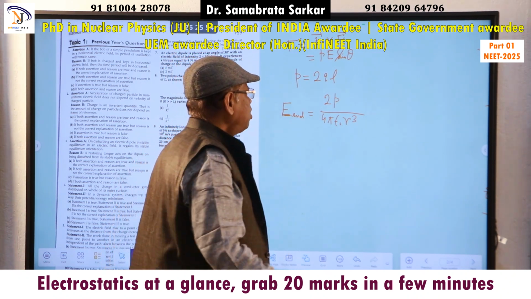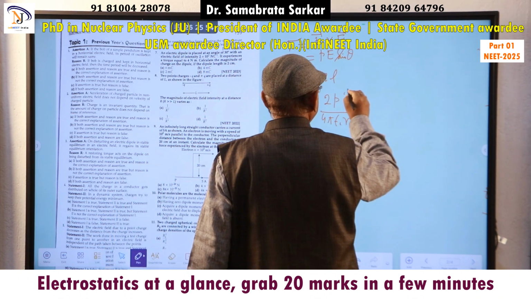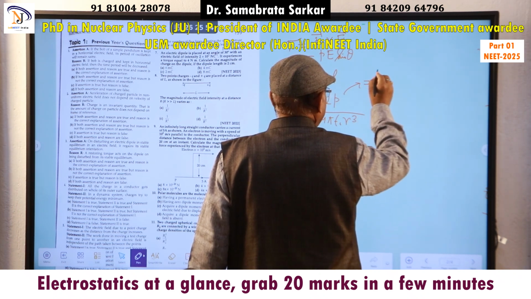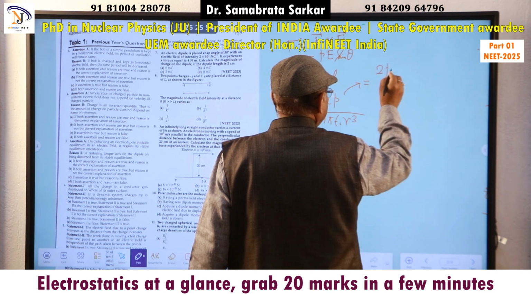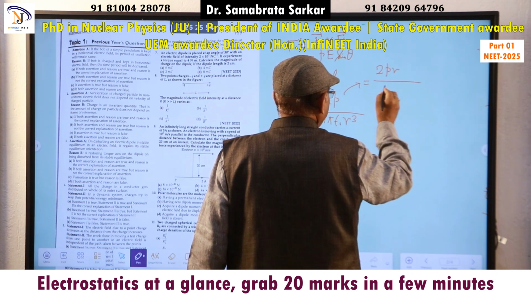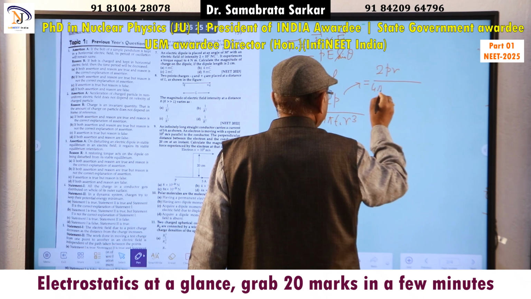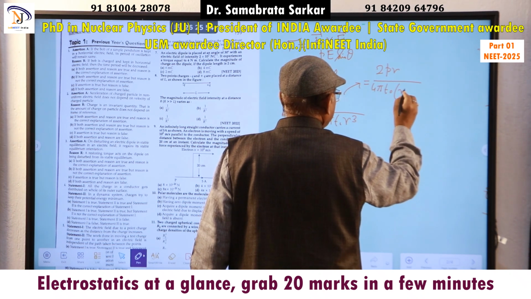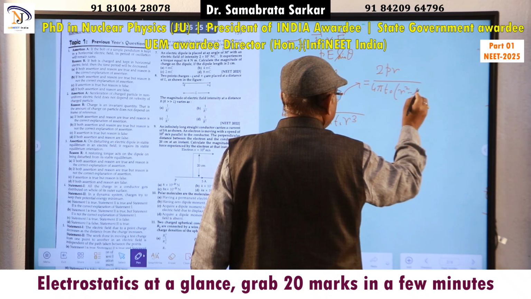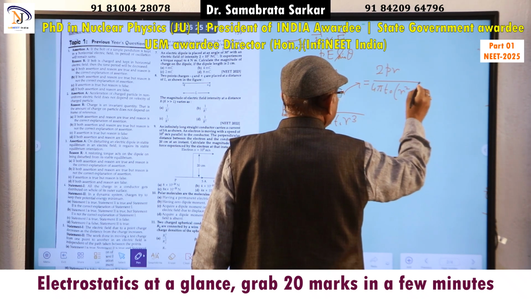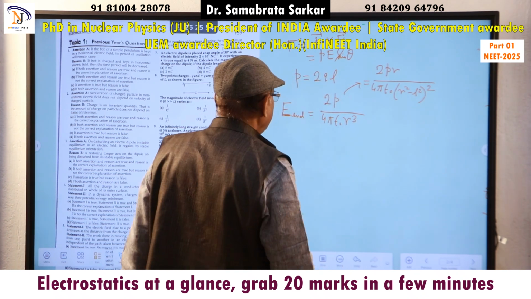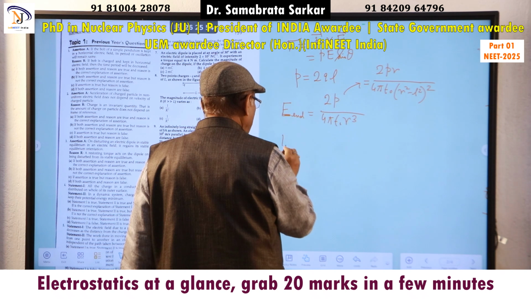Or you can write it here, if you love to write it. I won't deprive you from loving. P by 4 pi epsilon naught, R square plus L square, R square minus L square, the whole squared. And in non-position, it is broadside-on position.